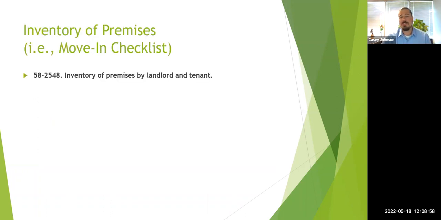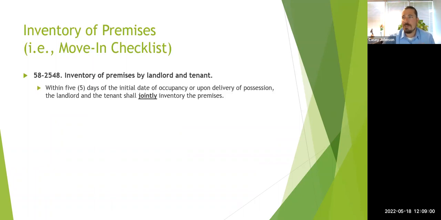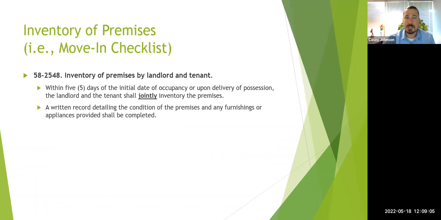It's a joint duty of the landlord and the tenant, within 5 days of moving in, to inventory the premises. Most commonly, it's known as a move-in checklist. I always recommend that tenants do a very, very detailed move-in checklist. Even if the landlord doesn't come, they should do their own, keep a copy for themselves most importantly, and also send a copy to the landlord. That doesn't mean the landlord has to fix all of those things. We'll go over the duties of the landlord in a little bit, but it's very important to have that so the tenant isn't charged for those things at the end of the lease.